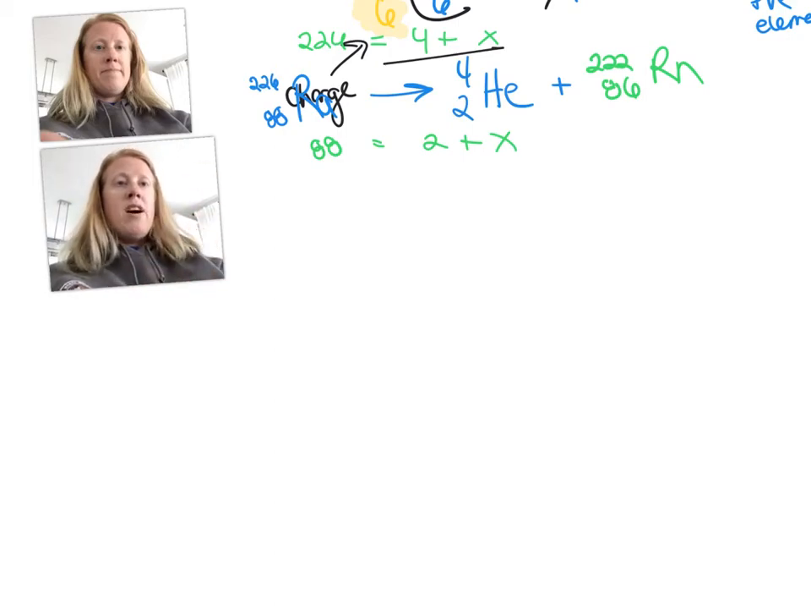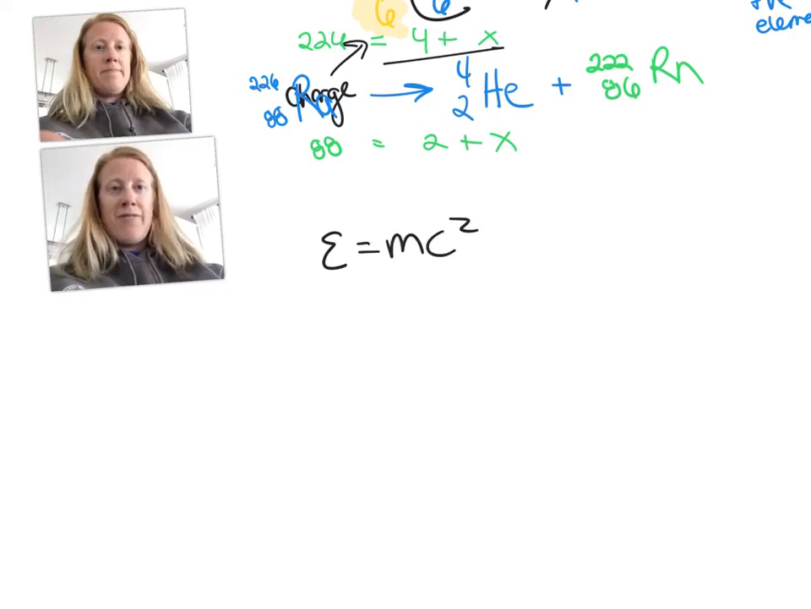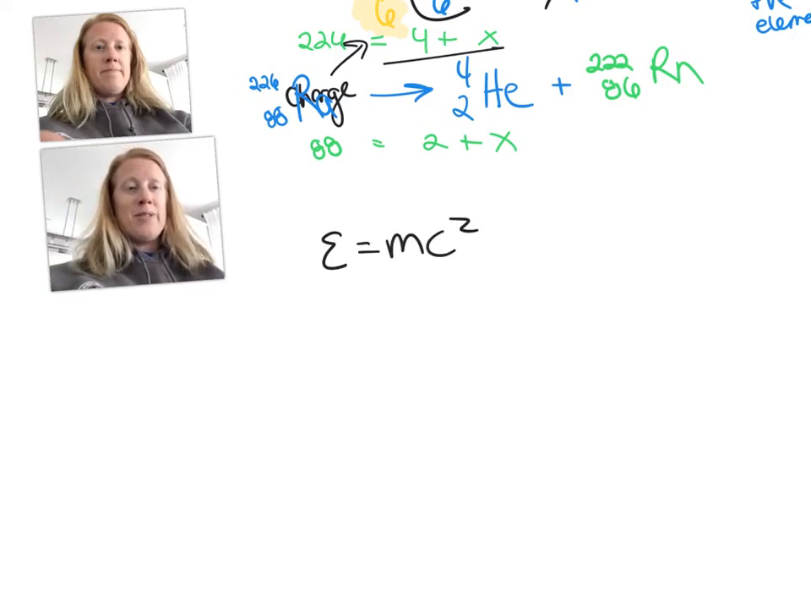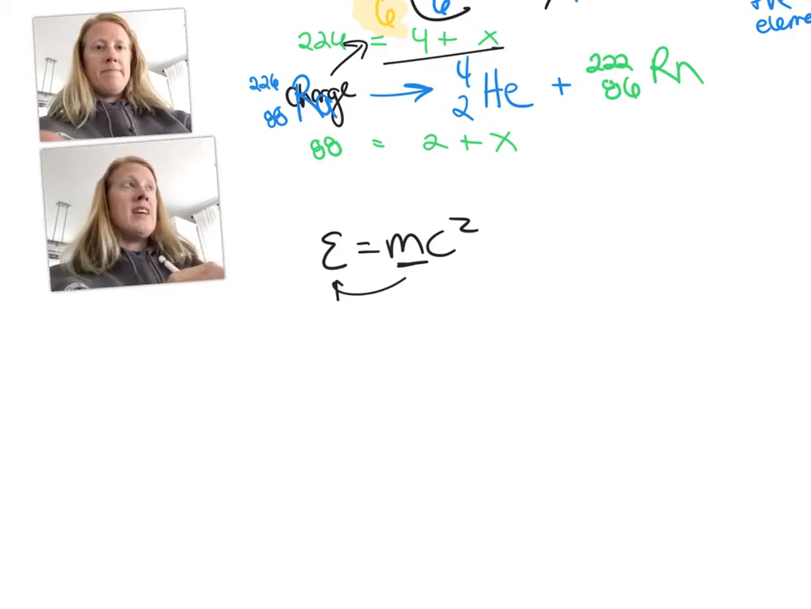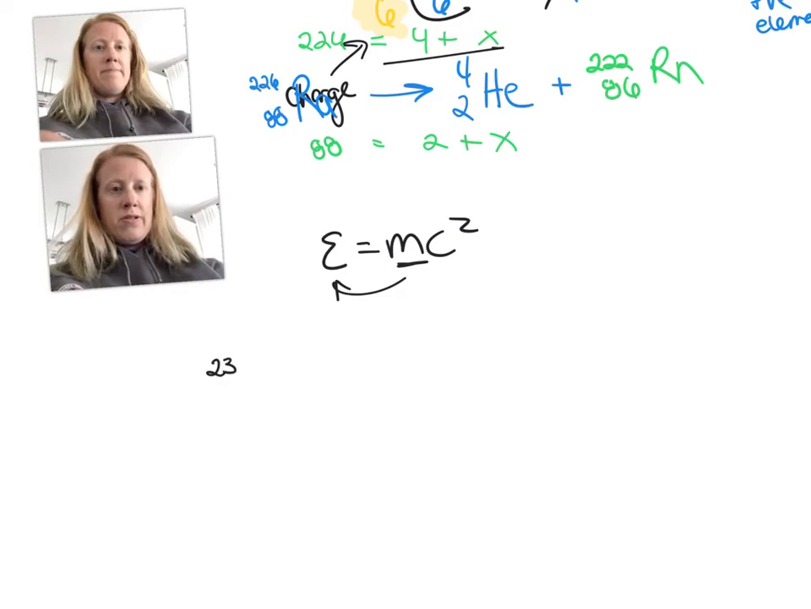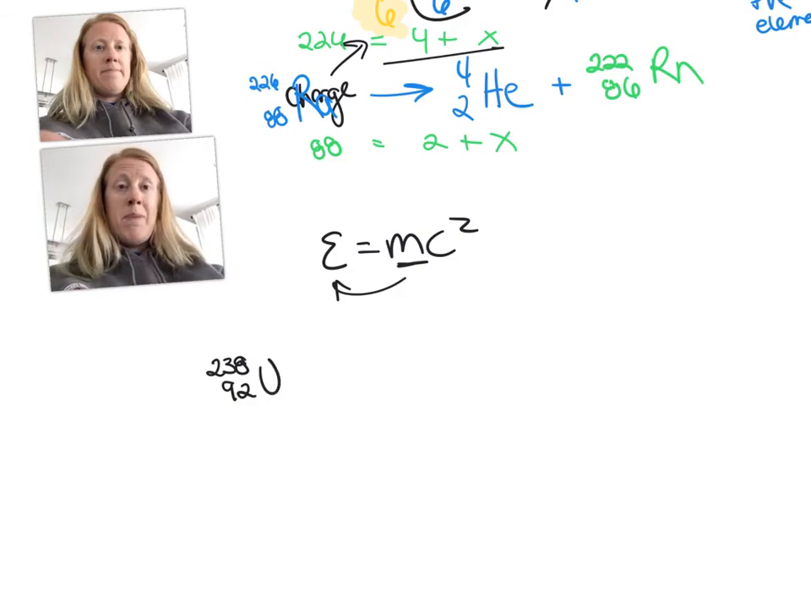Some of the energy comes from mass. And if you've heard of that Einstein formula, E equals mc squared, you're actually converting a little bit of mass into energy. And so that's why nuclear power plants can give us so much energy. Here's an example of a fission reaction. So let's start with 238, 92 uranium. So we've got a big nucleus of uranium. We're going to hit it with a neutron.